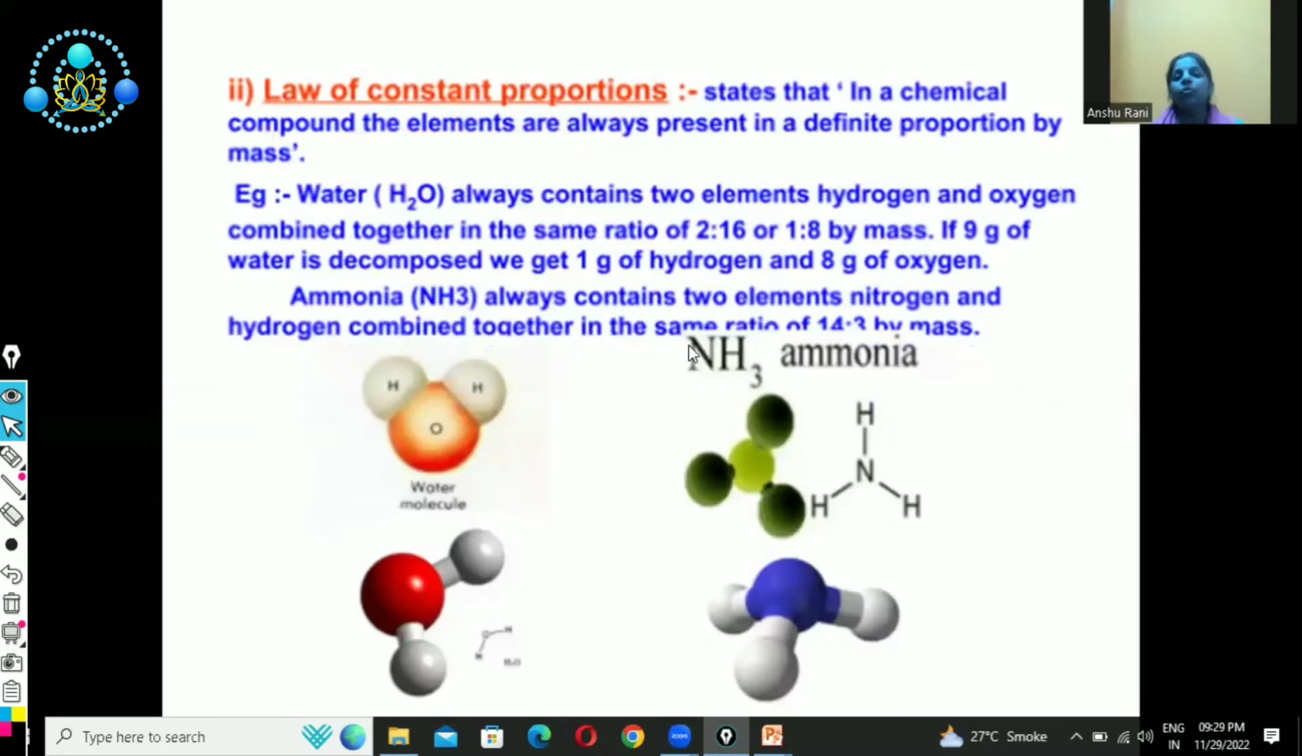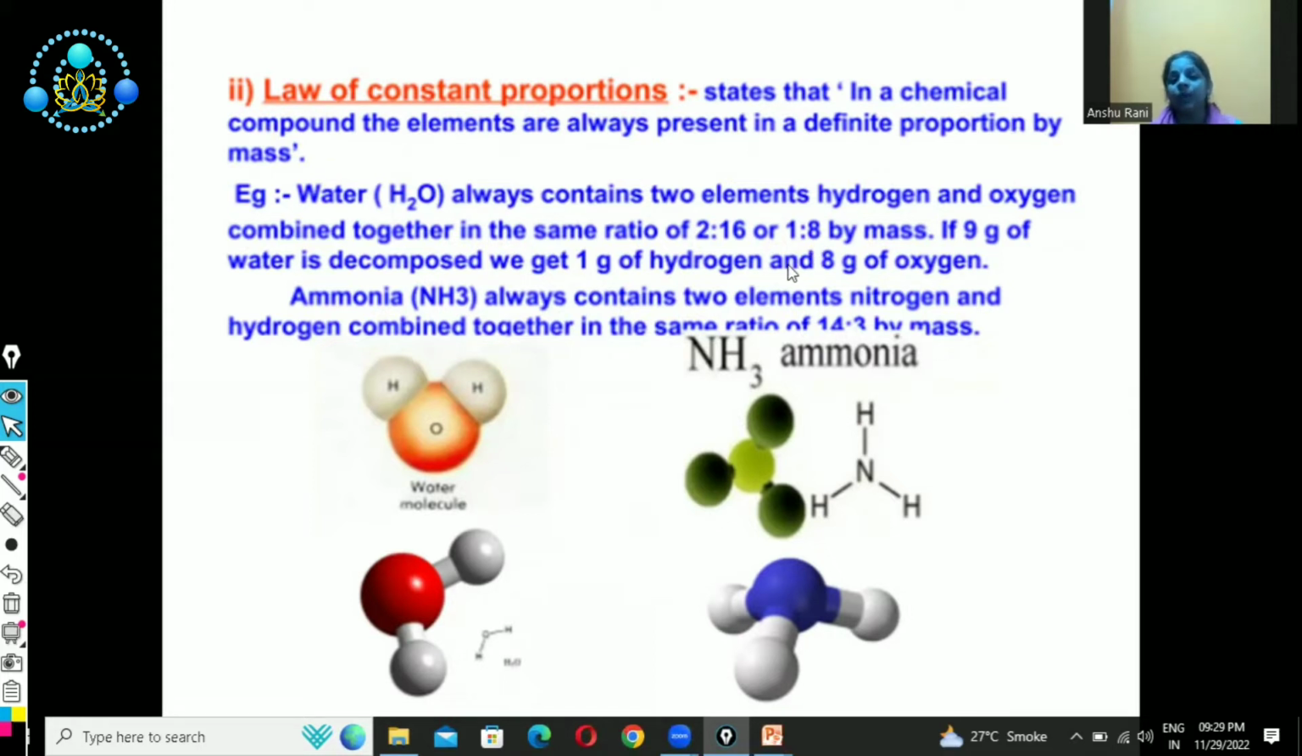Second, we have the law of constant proportion. The law of constant proportion states that in a chemical compound, elements always combine in a definite ratio by mass. Say you have water. Water has a ratio of hydrogen to oxygen as 1:8. So if you are taking 9 grams of water, it has 1 gram of hydrogen which combines with 8 grams of oxygen, forming 9 grams of water in that way.